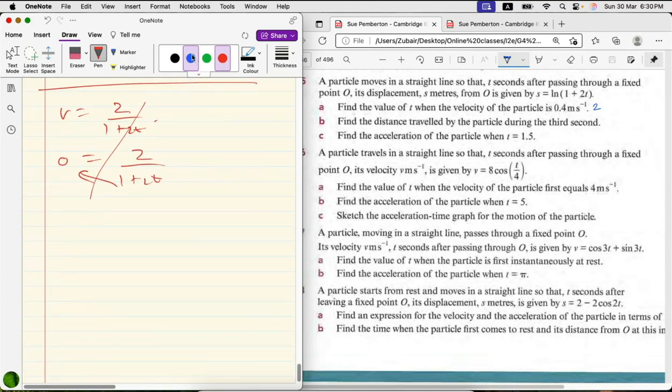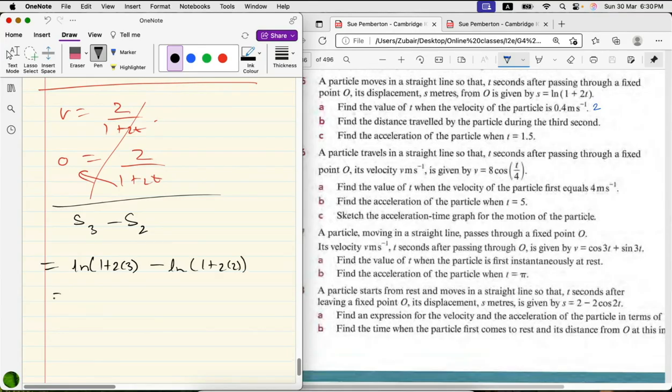So distance in the third second is directly displacement in 3 minus displacement in 2. So that would be ln(1 plus 2 into 3) minus ln(1 plus 2 into 2). ln 7 minus ln 5. ln 7 minus ln 5 is 0.336.